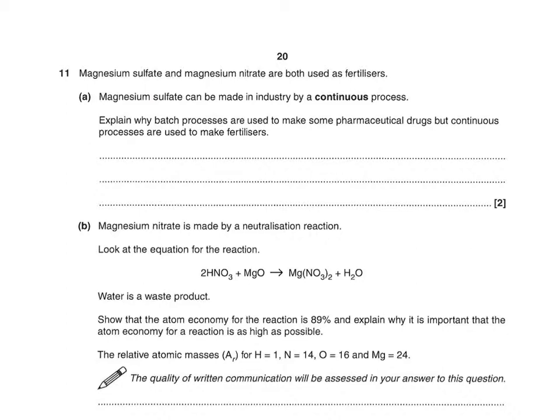So you can have the first mark for either of these, the idea that drugs are usually required in small quantities or small amounts, or that drugs are made as they are required, so that's your first mark. And the second mark is the idea that fertilisers are made in large amounts, or that fertilisers are made 24/7. So 1 mark talking about the batch process, the idea that drugs are made in small quantities, then 1 mark for talking about the continuous process, the idea that fertilisers are needed in large quantities.